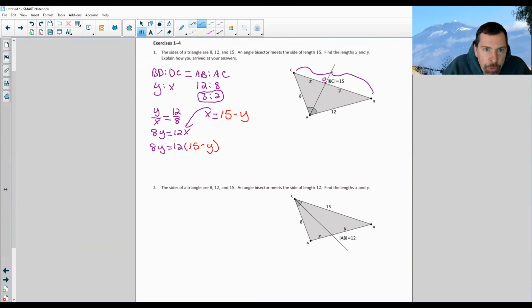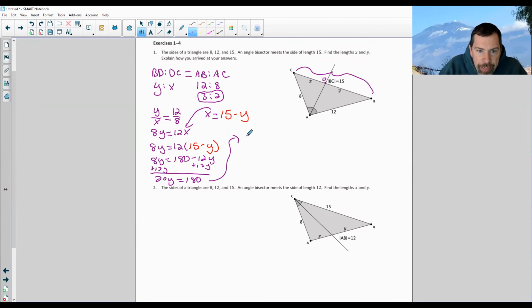So when I do this, I'm going to bring down my 8Y equals 12 times 15 is 180 minus 12 times Y is 12Y. Okay, so then I add 12Y to both sides and I get 20Y equals 180. In solving for that, we're going to divide 20Y by 20 equals 180 divided by 20, and we're going to get Y equals 9.